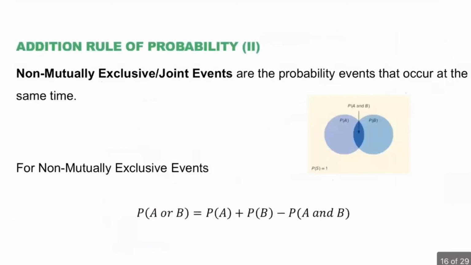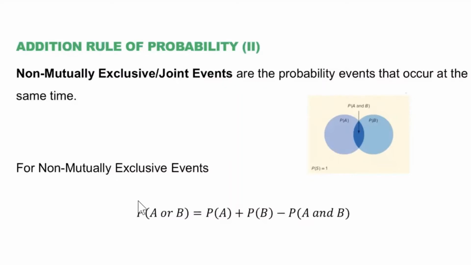Now we have the second addition rule for probability, and this is for non-mutually exclusive or joint events. Now you can see that in the probability of occurrence of A and B, there is something common there. So when we say non-mutually exclusive or joint events, the meaning is that these are probability events that occur at the same time. So the occurrence of two events can happen at the same time. So the formula will be a little bit different.